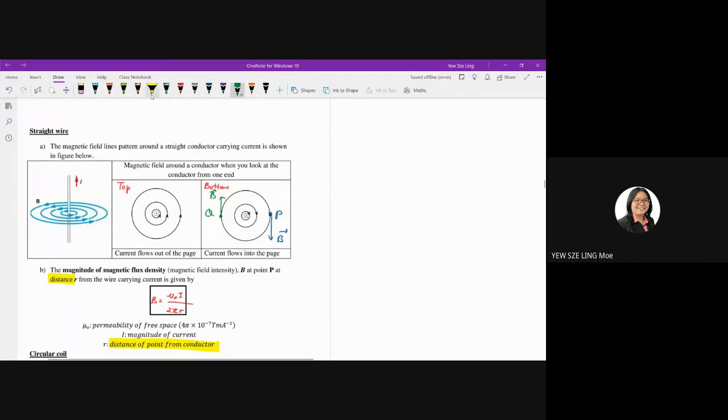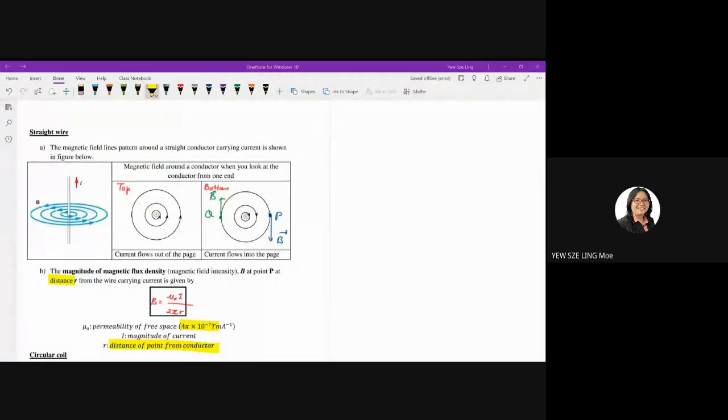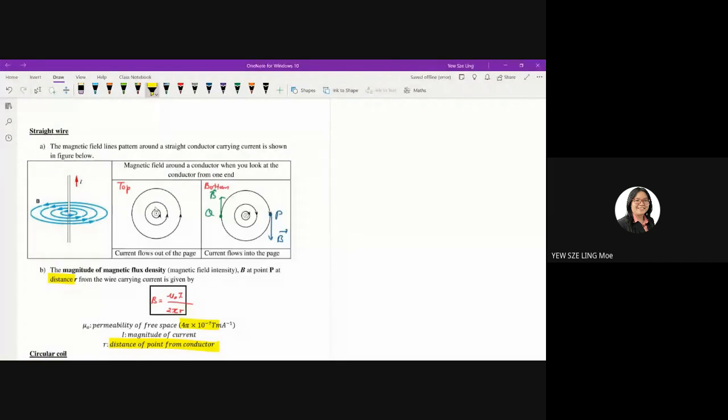Mu naught is a constant, the permeability of free space, 4 pi times 10 to the power of negative 7. You don't have to memorize the value. It will be given in the list of constants. So you determine the value, you determine the direction. That is the complete answer.